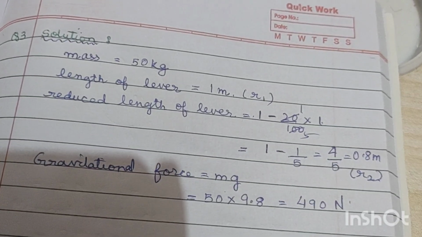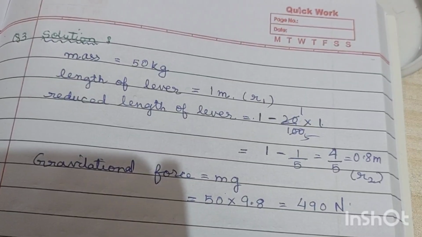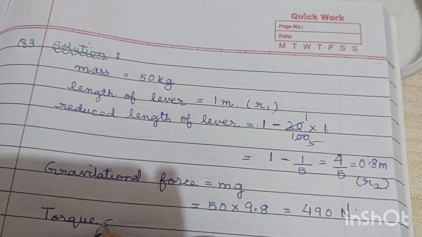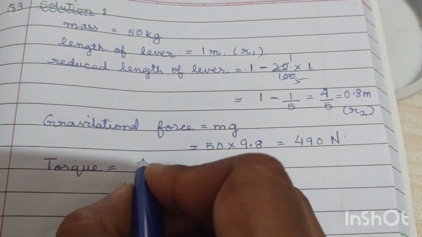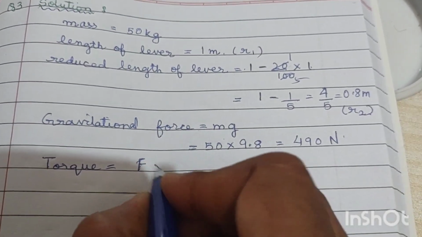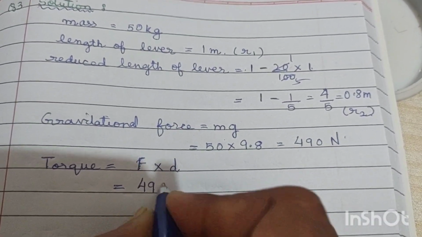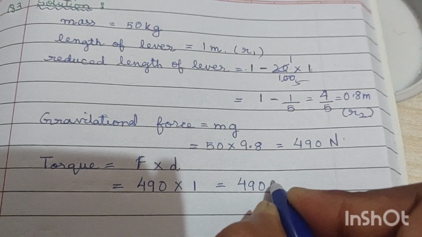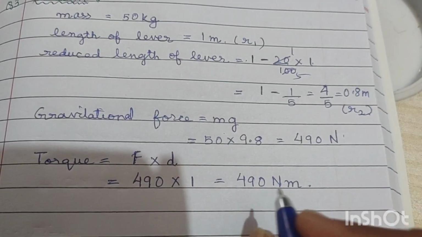Now, as in the question, it is said how much more or less force is to be applied to achieve the same torque. We have to find the torque. Torque is force, that is the force of gravity which we have calculated, into the distance, which is 490 into 1 meter, that is 490 Newton meter.